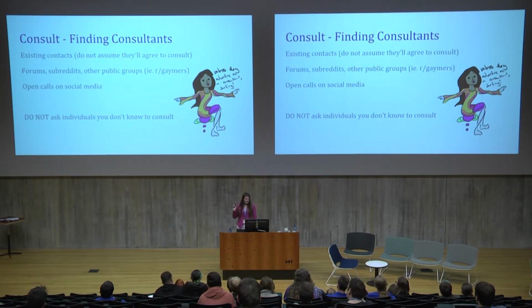With finding consultants, using existing contacts is cool, just don't assume that they'll agree to help you. Using forums, subreddits, other public groups for the intersection of that trait and the identity is cool, because normally as long as you approach them with sensible questions that show you've done your research, they will be more than happy to help. Open calls on social media are cool. Do not ask random individuals you don't know to consult on identity stuff, because that is just really weird. Like if someone messaged you out of the blue and said, "You're a man, can I get your opinion on man things?" You'd probably not be particularly thrilled about that, so don't do it with other groups.